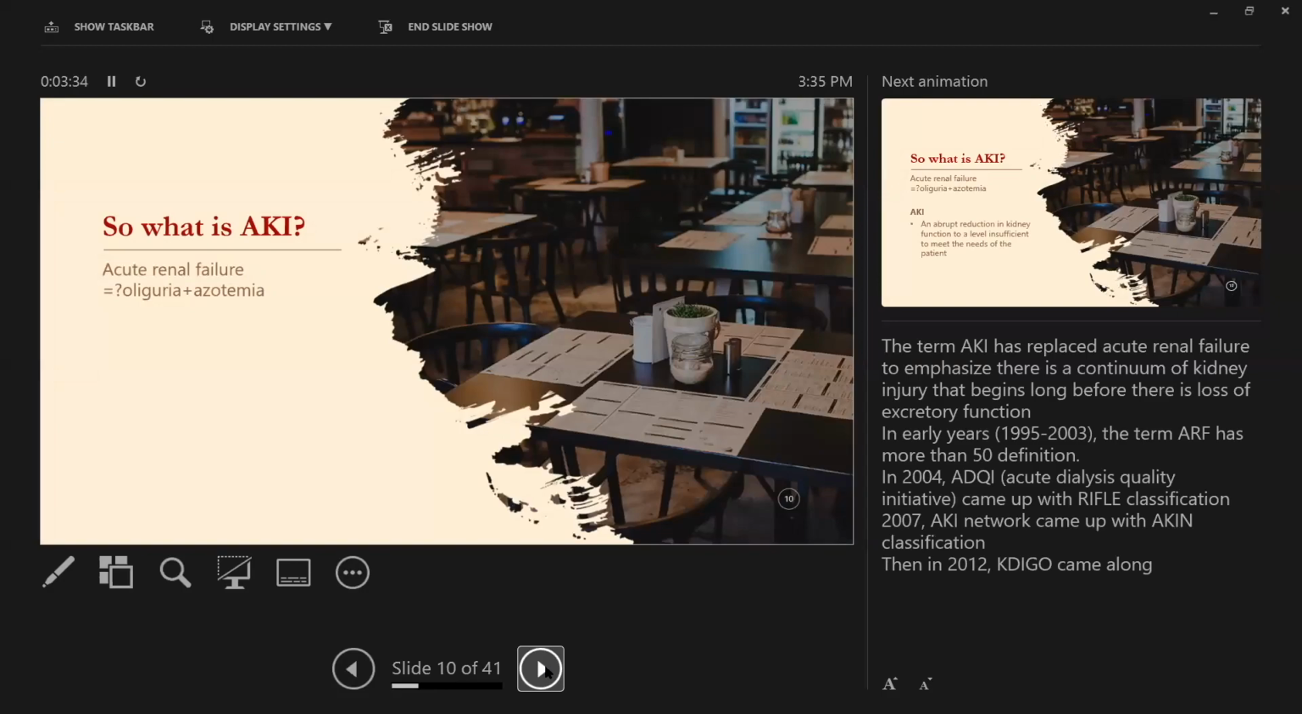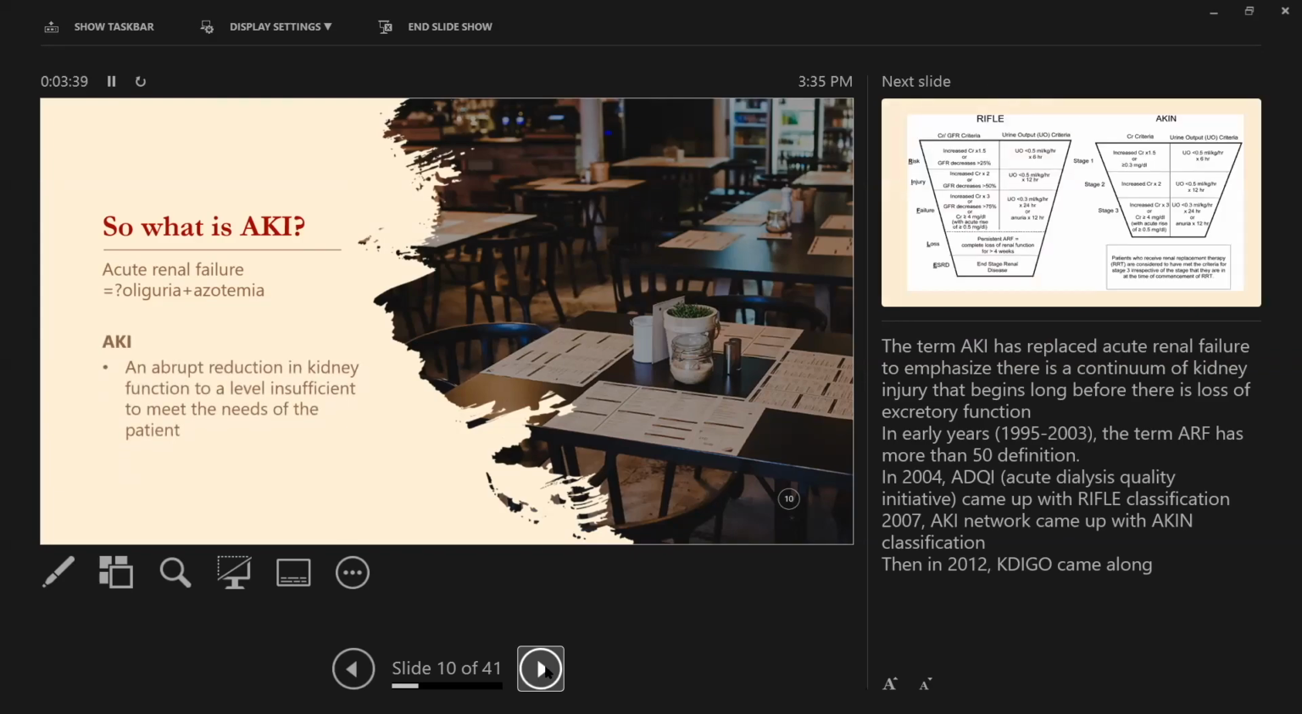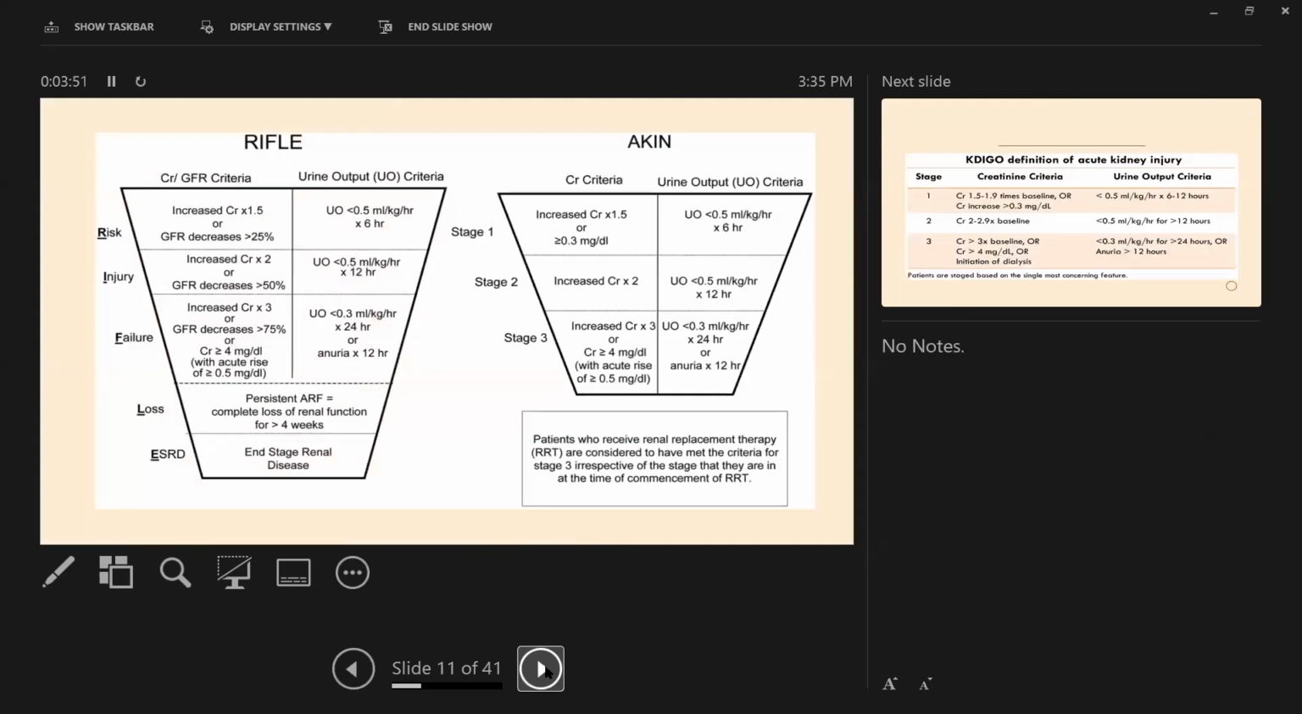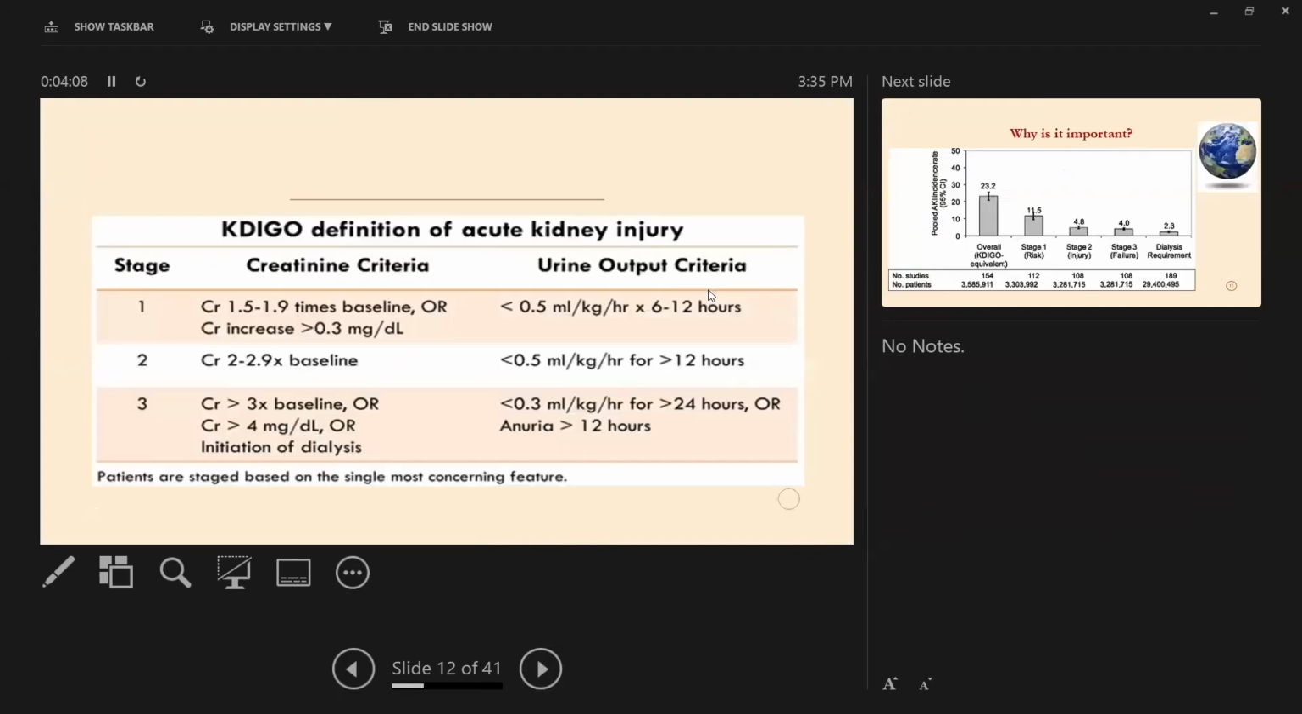So what is AKI? AKI equals oliguria plus azotemia. But according to the latest KDIGO, it is an abrupt reduction in kidney function to a level insufficient to meet the needs of the patient. The definition has been evolving. Previously, we used RIFLE in 2004, then it developed into AKIN in 2007. Then the latest one is KDIGO, the definition of acute kidney injury.